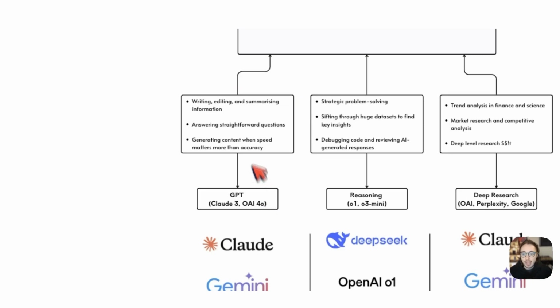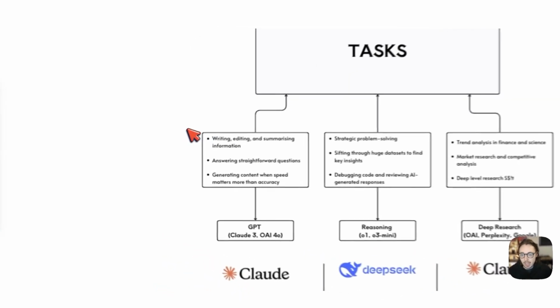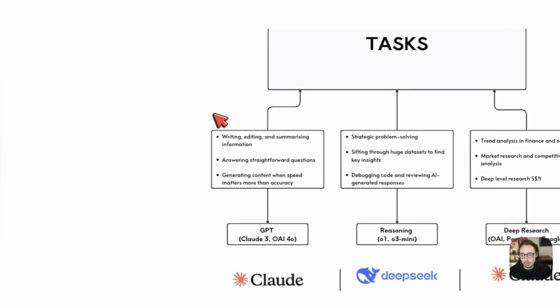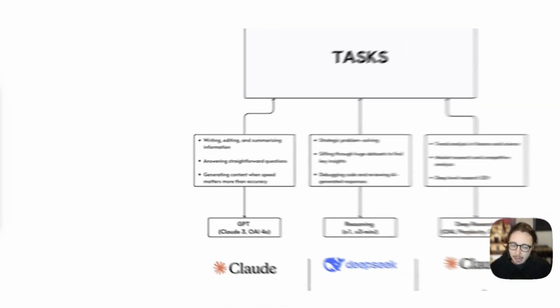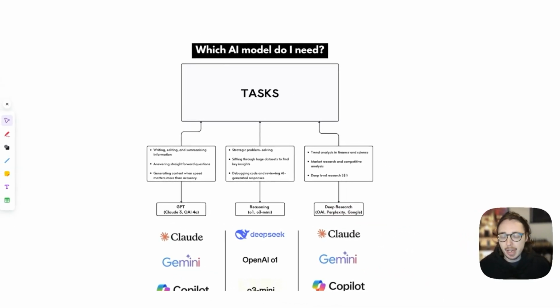What they are really great for is stuff like writing, editing, and summarizing information. If you want to ask straightforward questions, like what is the weather in this country today, that's a straightforward answer you can get from a tool. They also help people generate content at speed, though not always with accuracy, which I think we should definitely point out. It's really good for speedy support.